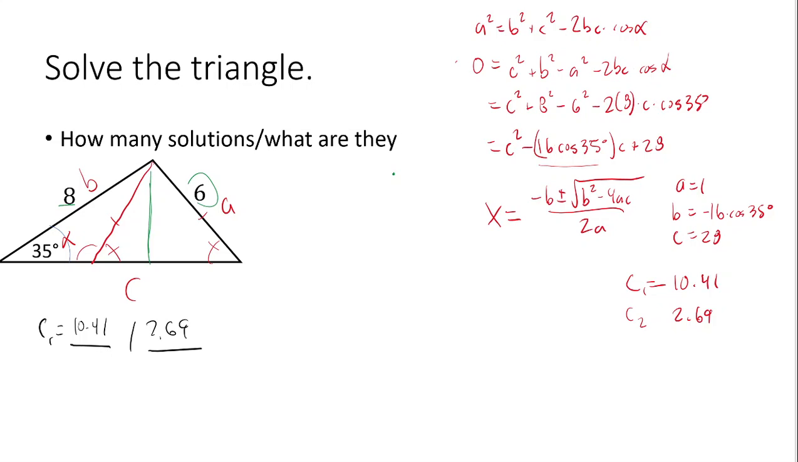So now what we need to do is find beta over here. This will be beta 1, and this will be beta 2. Beta 1 equal to that, and beta 2 will be over here. So what do we do here? Well, we can use the law of sines now.